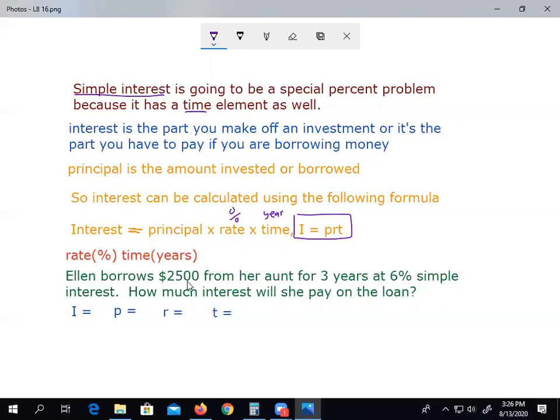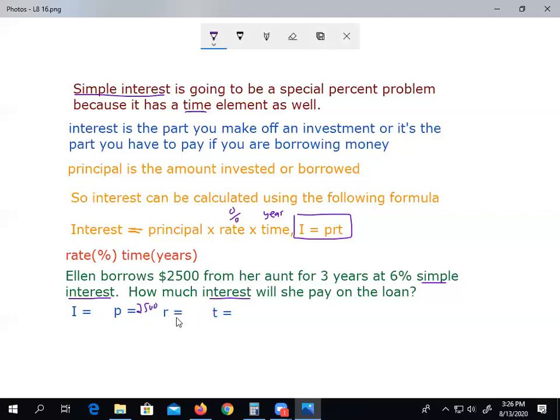Ellen borrows $2,500 from her aunt for 3 years at 6% simple interest. There's that word, simple interest. So it's a clue that I can use this formula. How much interest will she pay on the loan? So they're looking for how much interest. So the I is going to be unknown. The principal is going to be what she actually borrowed, which is the 2,500.